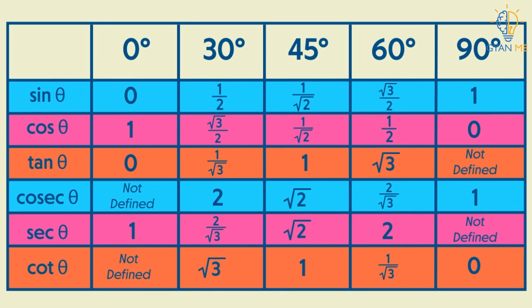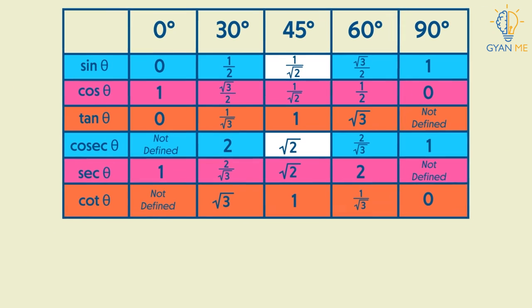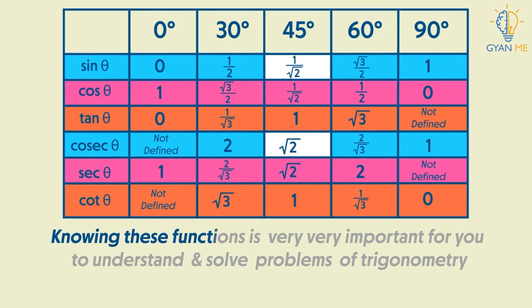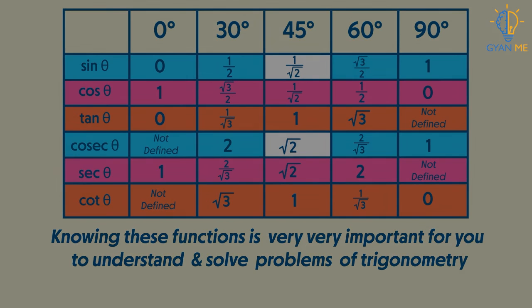As you can see, if tan 30 is 1/√3, cot 30 is √3, its inverse. If sine 45 is 1/√2, cosec 45 is √2. It is simply the reverse. Now students, knowing all these functions, it's very important to understand and apply them in solving problems of trigonometry. So I hope you'll remember this. We will learn some applications of trigonometry in our coming videos.